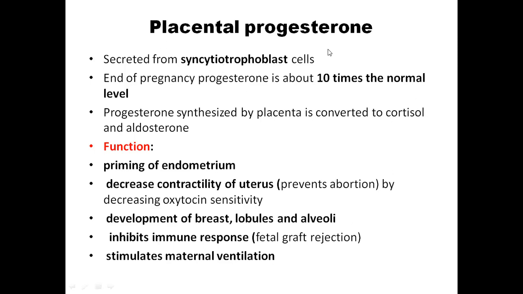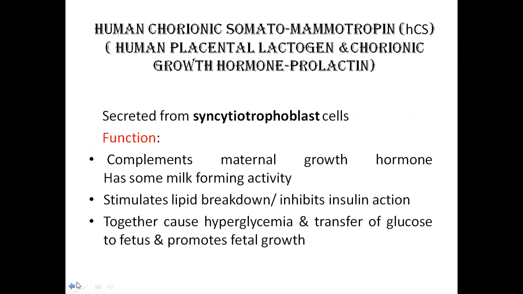Progesterone is also secreted from syncytial trophoblasts, very high during the late trimester, and it is converted to cortisol and androsterone by placenta. Progesterone is a precursor of that also. Now, this priming of endometrium, it's a progestational hormone. So it helps in priming the uterus to receive and maintain the pregnancy. So priming of endometrium and decrease the contractility of uterus along with HCG, so it prevents abortion and helps in development of lobules and alveoli of breast, lobules and alveoli, and the duct by the estrogen.